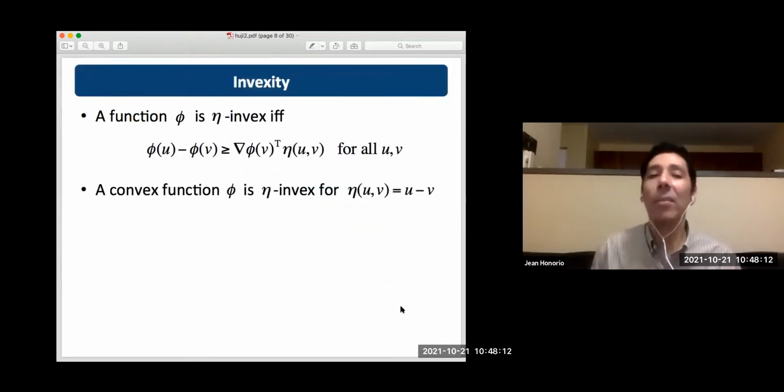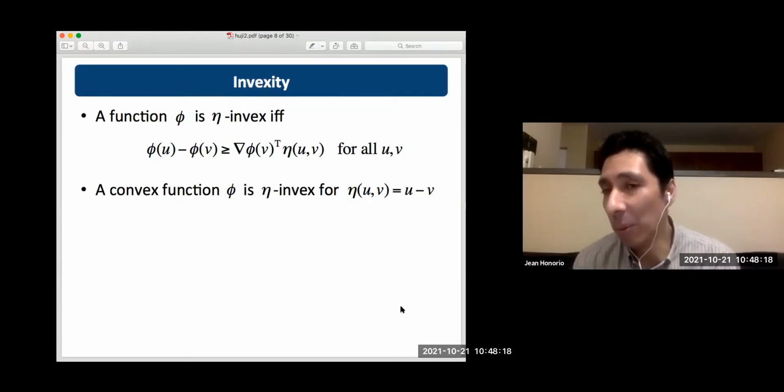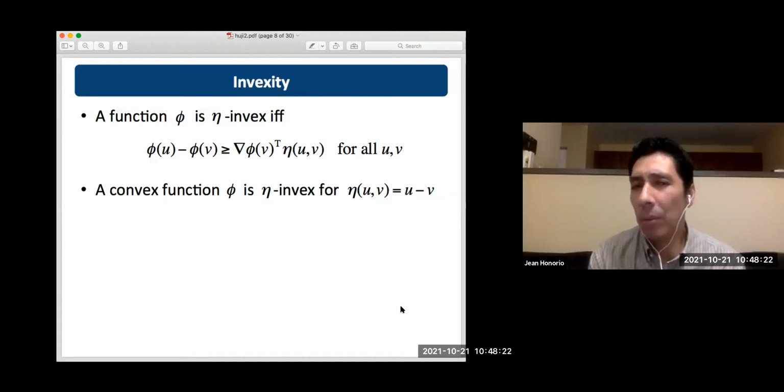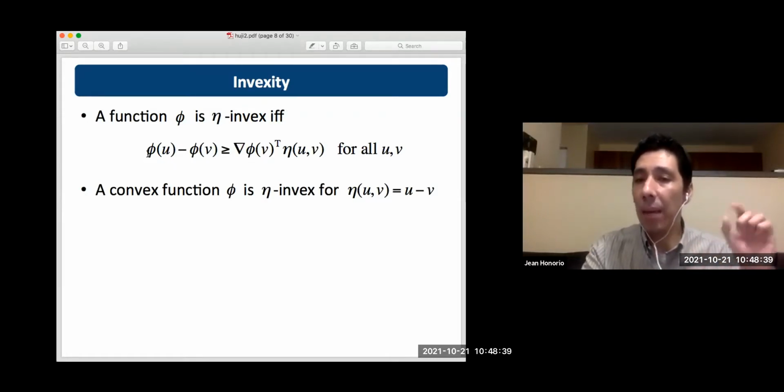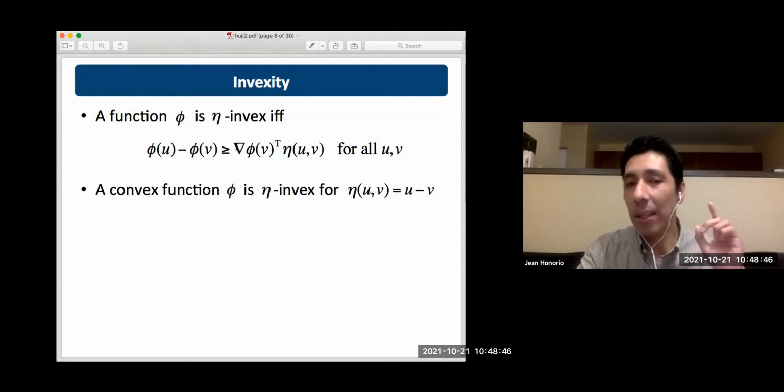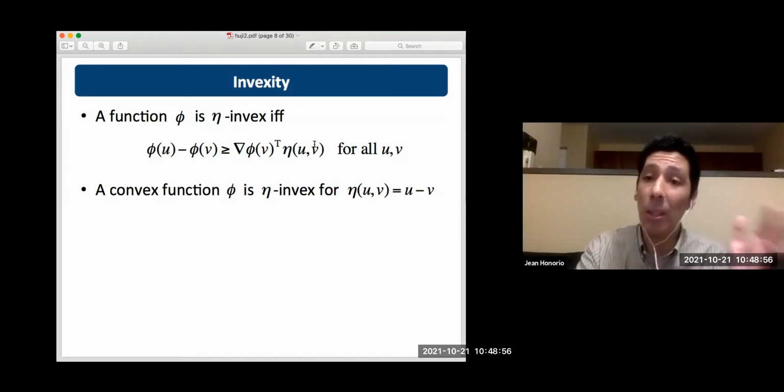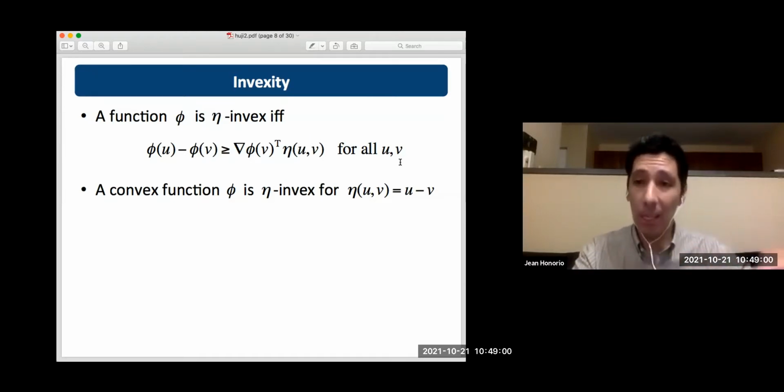So let me give you a small definition, because the fact that this problem is non-convex doesn't mean that nothing will work. Let me define this concept of invexity. So we say that a function phi is eta invex. So I am qualifying the invexity definition by this function eta. This function phi is eta invex if and only if phi evaluated at 2 points, u, minus the evaluation of the function at v, is greater than or equal to the gradient of this function at the point v times a vector function, a function that will output a vector, and that function receives two parameters, the point u and the point v. And this has to be true for all points u and v in the space.